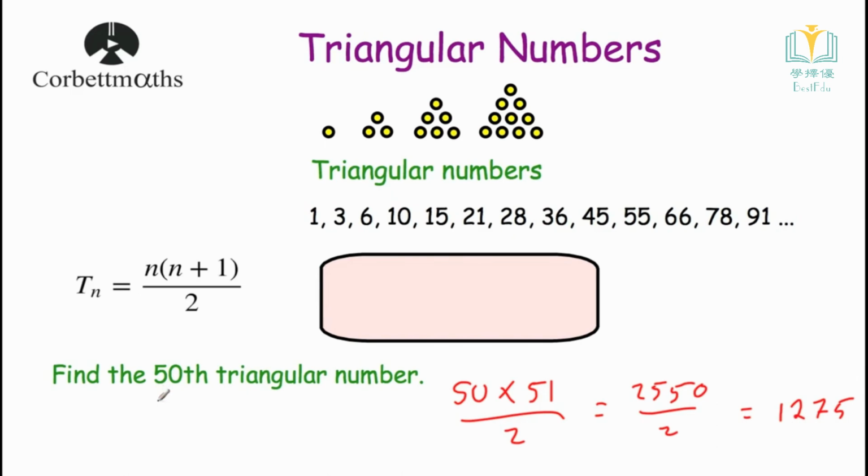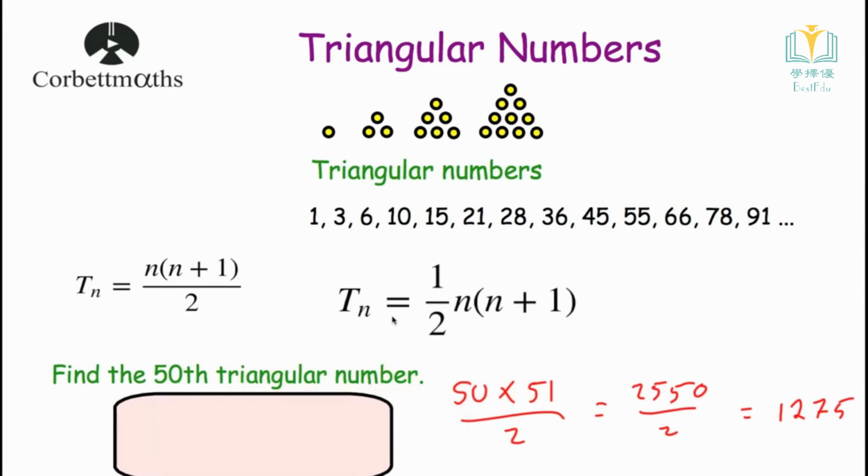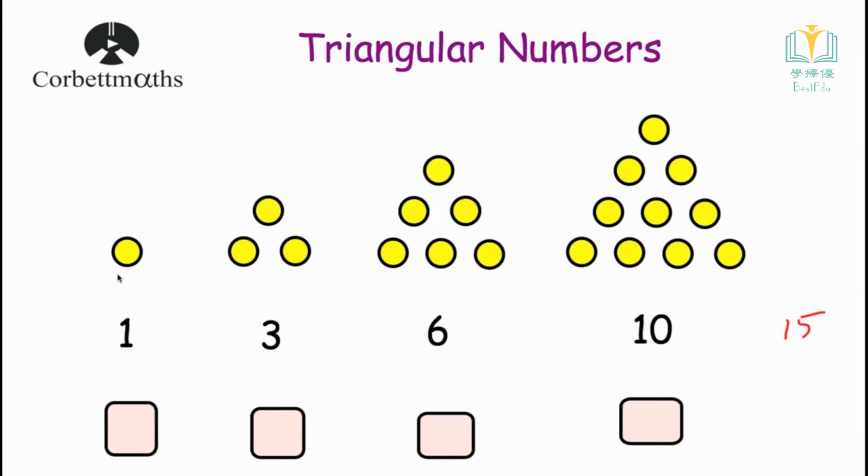And if we wanted to find maybe the 200th triangular number, you would do 200 times 201 and divide by 2 and so on. And this general rule can be written in a slightly different format. Rather than having divide by 2, you can have a half in front. So it could also look like this, a half n bracket n plus 1.